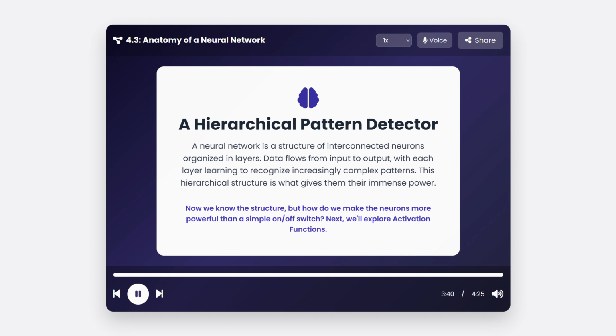Now we know the structure. But what exactly is that activation function inside each neuron that gives it its power? That's our topic for the next lesson.